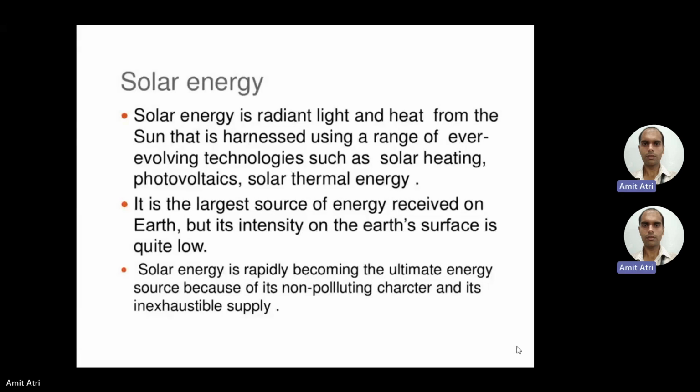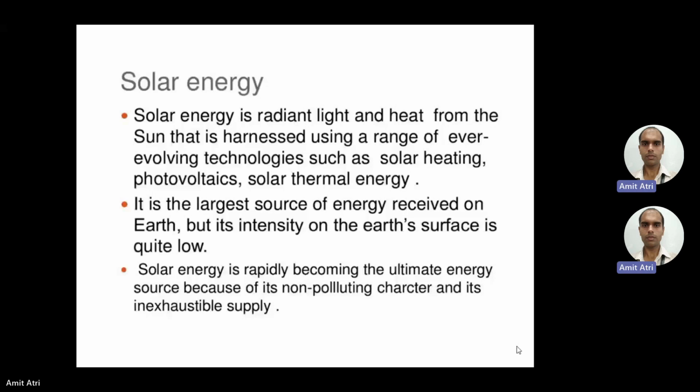Now, the sun is the ultimate source of most of our renewable energy supplies, because directly or indirectly we are getting energy from the sun. Wind energy is also an indirect form of solar energy. Biomass is also indirectly obtained from the sun. Geothermal too. So directly and indirectly, we are getting a lot of renewable energy sources from the sun.